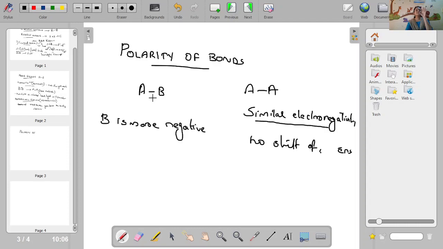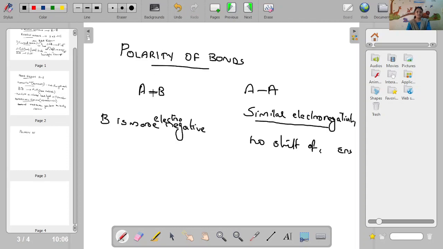When B is more electronegative, B will withdraw electrons towards itself. So there is a shift. Actually, even though we use a curved arrow in representing polarity, we are not showing bond breaking. This is not bond breaking, so it's better not to represent it with a curved arrow.